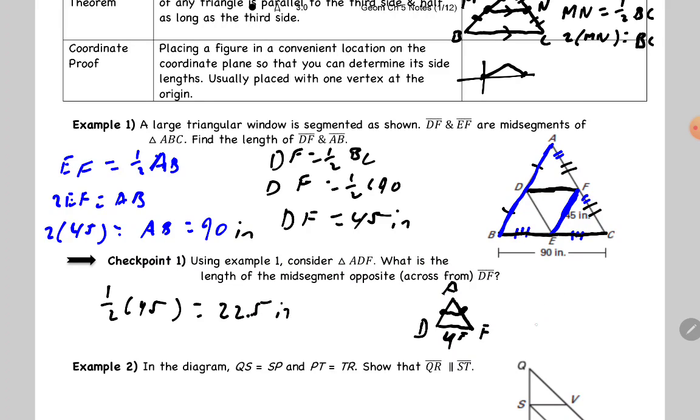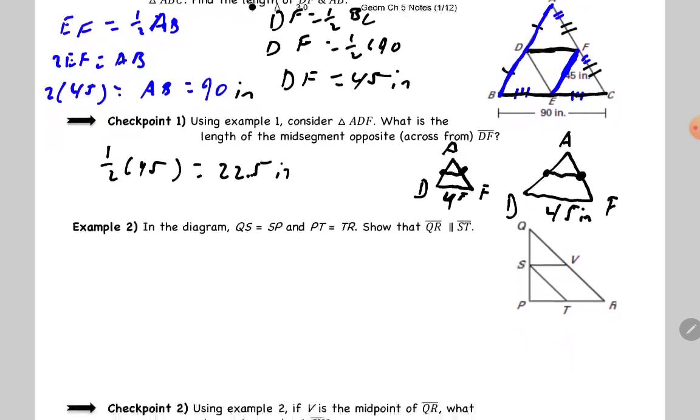Okay, so let me do that again. So we have ADF. We know that DF is 45 inches. And they want to create a midsegment from here to here. So we want to know the length of that midsegment. The length of the midsegment, as we know, is half the bottom there, or whatever it's parallel to. So 45 inches, half of that is 22.5.